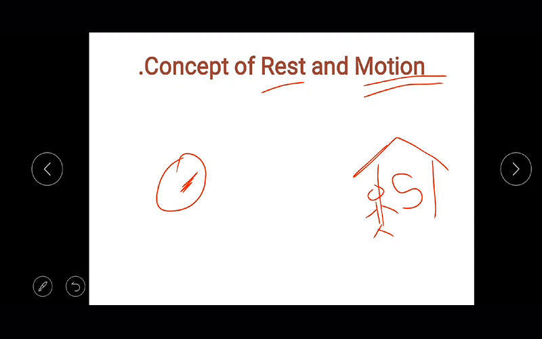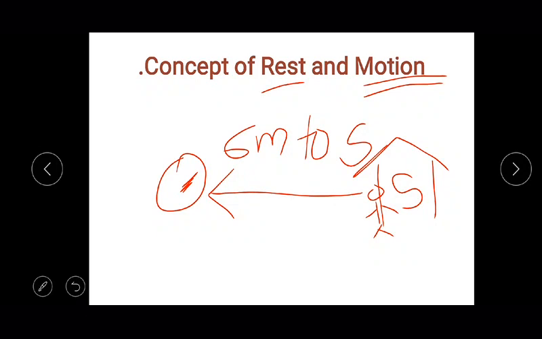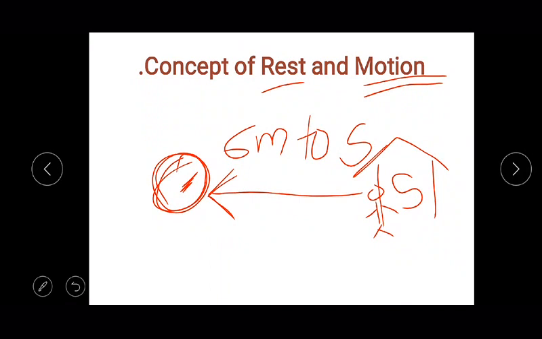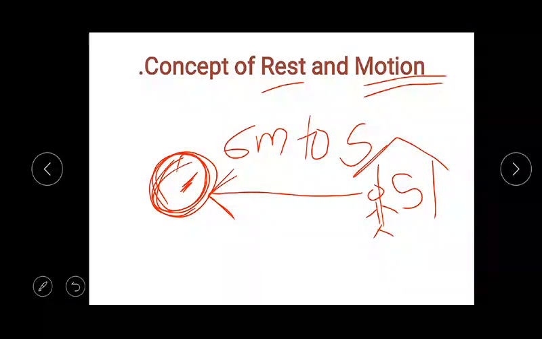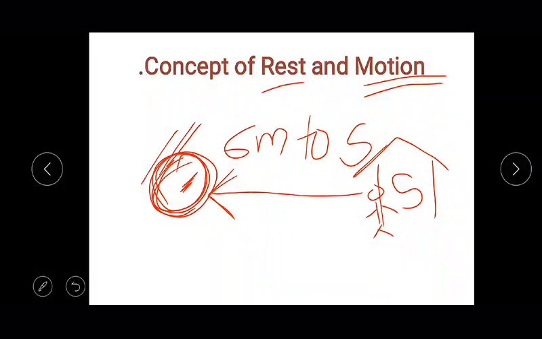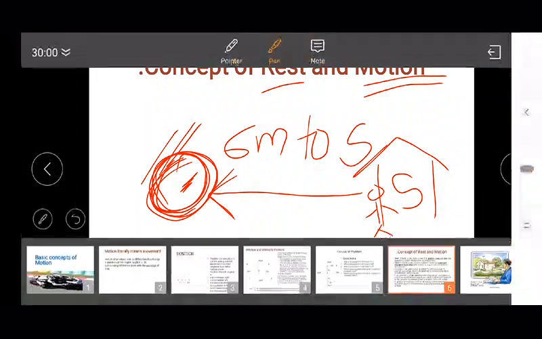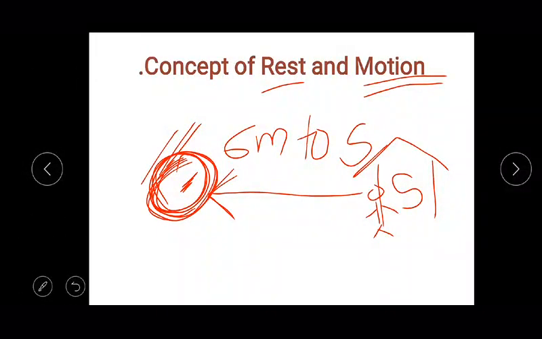Now this object, as the time passes by, is at the same distance. Let's say it was at first 6 meter to the south of Suman sir's house, and it is still at that position. The time is passing by, 1 second, 2 second, 3 second, and so on, hours and hours. The position of the object is not changing, so we say that the object is at rest. Time is passing by, but the position of this object is not changing with respect to Suman sir, so this object is at rest.